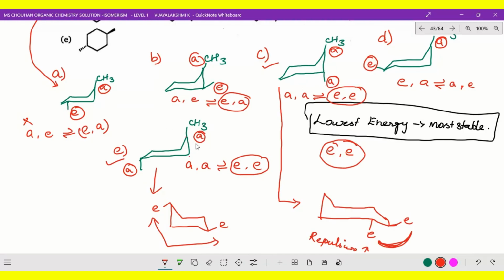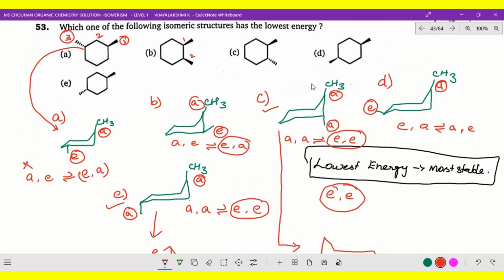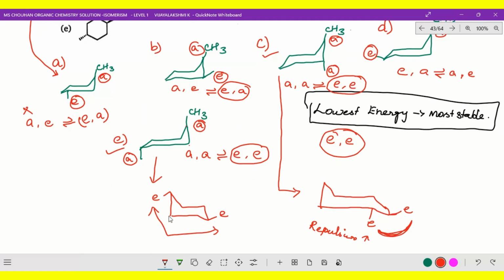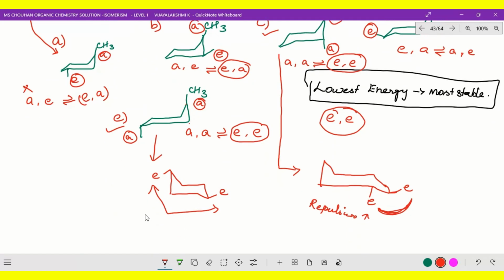Now here what is it? D compound D, what is it? Here 1, 2, 3 and 4. So that means above the plane. So that is what E we got. So E, how did I bring it? Now in that way, I hope you got it. This is very far, so there is not much repulsion. It's very far, so it will not be much repulsion. So this will be lowest energy and the most stable.